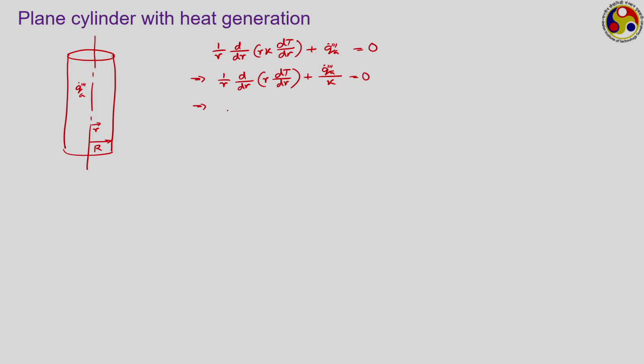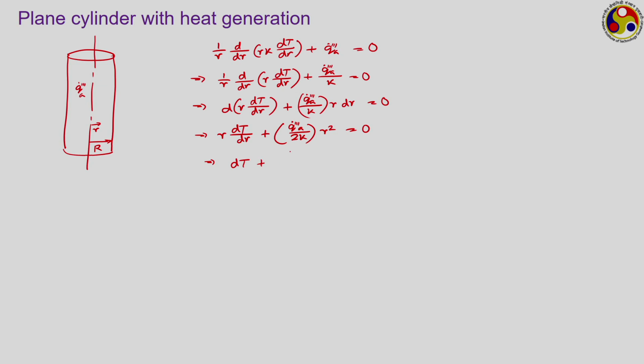So, d of r dT/dr plus q 0 triple prime upon k into r dr. Remember, here you are taking q 0 triple prime and k both to be constant. So, accordingly, after one step of integration, we have r dT/dr plus q 0 triple prime by twice k into r square equal to 0.